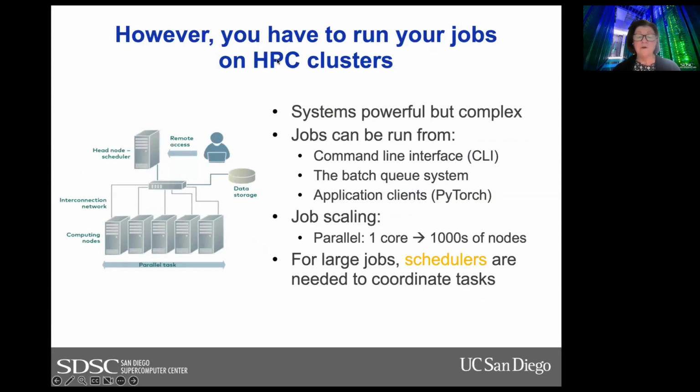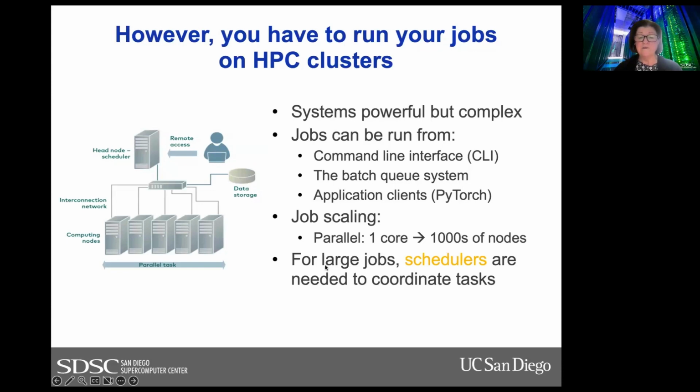So you have to run your jobs on these clusters. HPC clusters are powerful. You can get on there and run some tasks and jobs from the command line, CLI, if you haven't heard that term. You can submit jobs to a queuing system that will figure out for you what nodes your job should run on. And that's an optimal way to run. And then you could have clients like PyTorch or other applications, and we'll talk a little bit about that. And jobs scale from one core to hundreds of thousands of nodes depending on the machine.